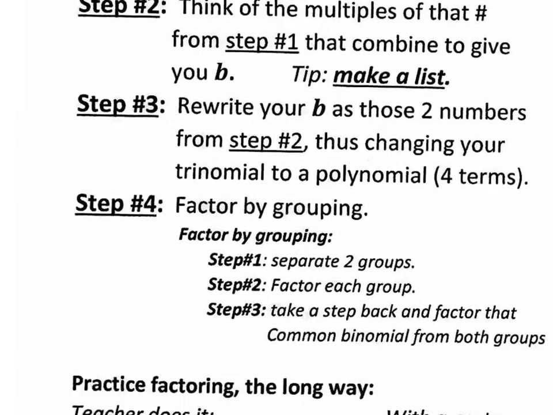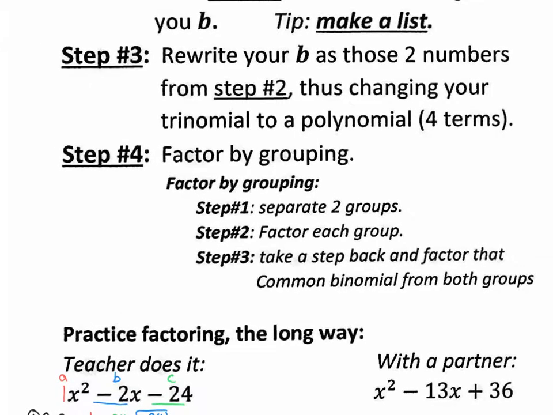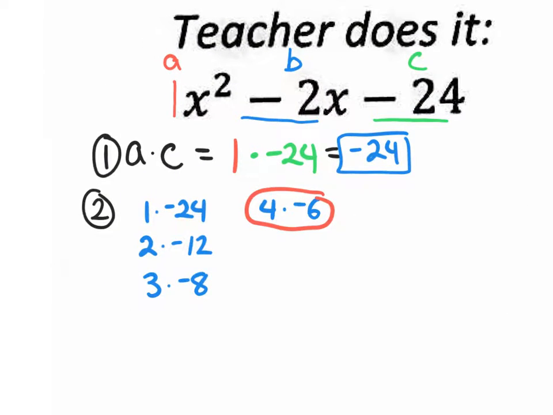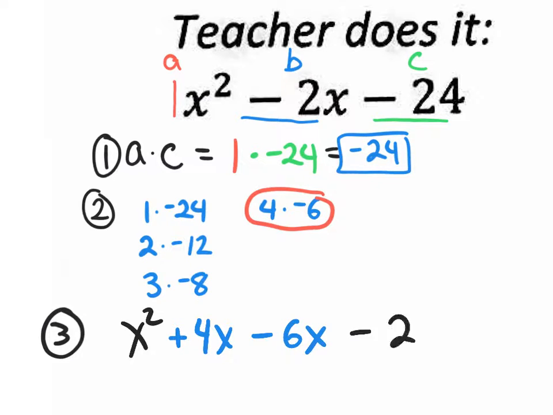Step 3 says, rewrite your b as those 2 numbers from step 2, thus changing your trinomial to a polynomial, 4 terms. Okay, I mean, think about that. Step 3 is to rewrite this expression, but instead of negative 2x in the middle, they want you to rewrite negative 2x as these two numbers, 4x and negative 6x. So let me rewrite the whole thing. X squared, and then plus 4x minus 6x, and of course minus 24 at the very end.